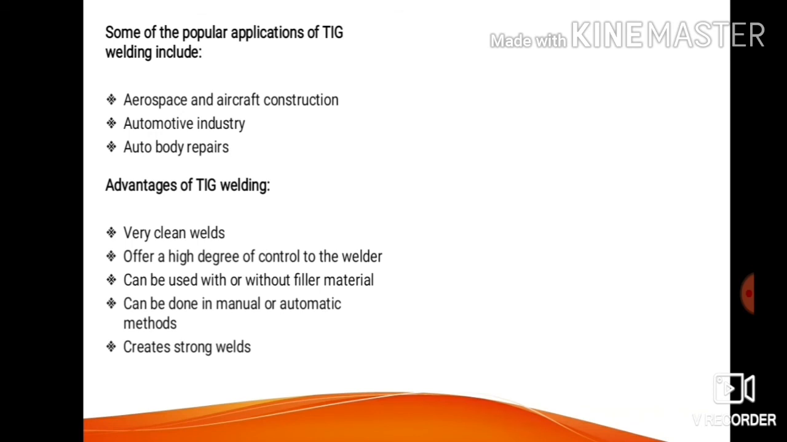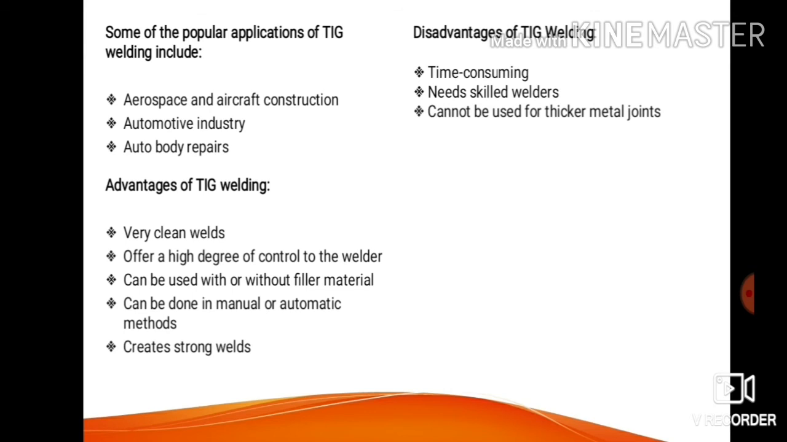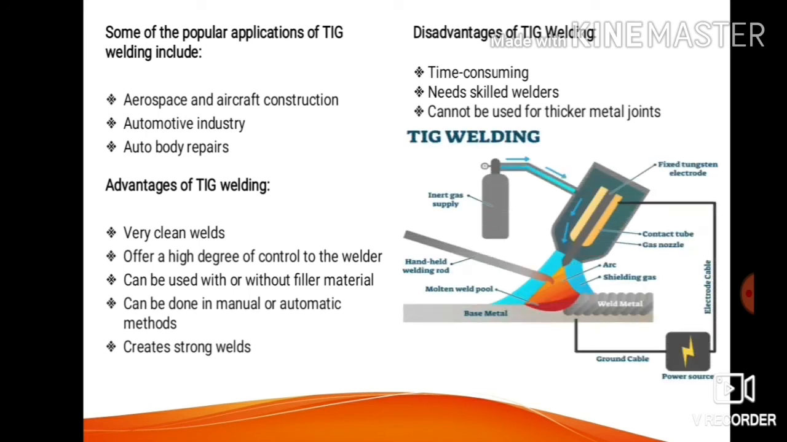It offers a high degree of control to the welder. Can be used with or without filler material. Can be done in manual or automatic methods. Creates long, strong welds. What are the disadvantages? It is time consuming, needs skilled welders, and cannot be used for thick materials. Like this, you can see the diagram of TIG welding.